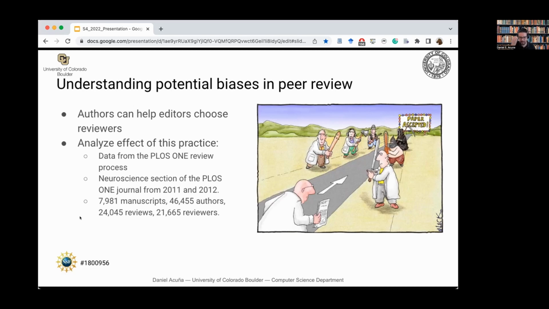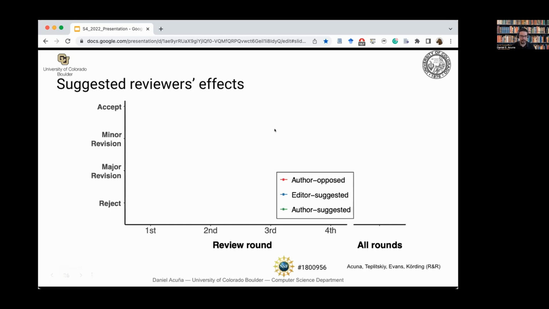One of the things that we wanted to understand is the effects of potential biases when the author suggests a reviewer. Many journals don't do this today, but many others do. And I think we don't know the numbers, but even when you submit a grant, sometimes you can say, I suggest this person to review my grant, and I suggest this person to not review my grant. Journals used to do this: when you submitted a paper many years ago, they would say, suggest reviewers and oppose reviewers. So we want to understand the effect of that process.